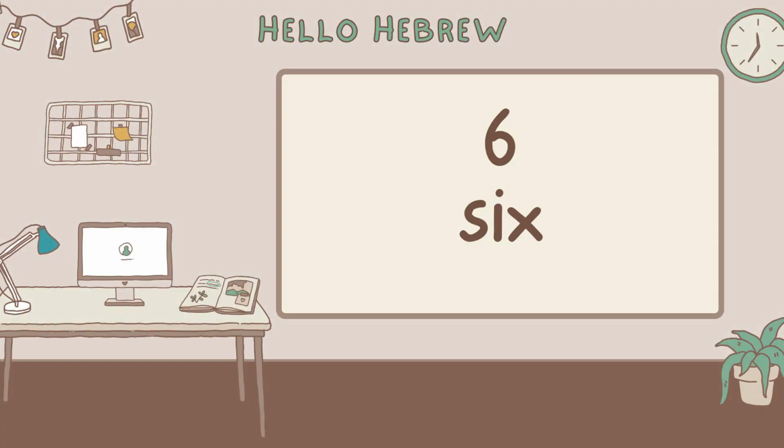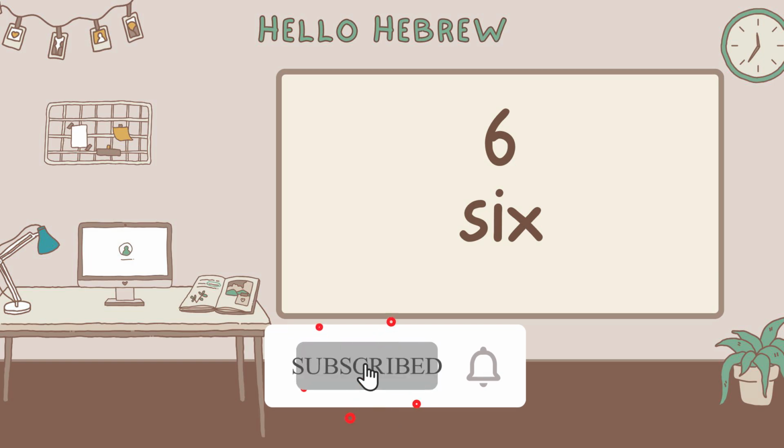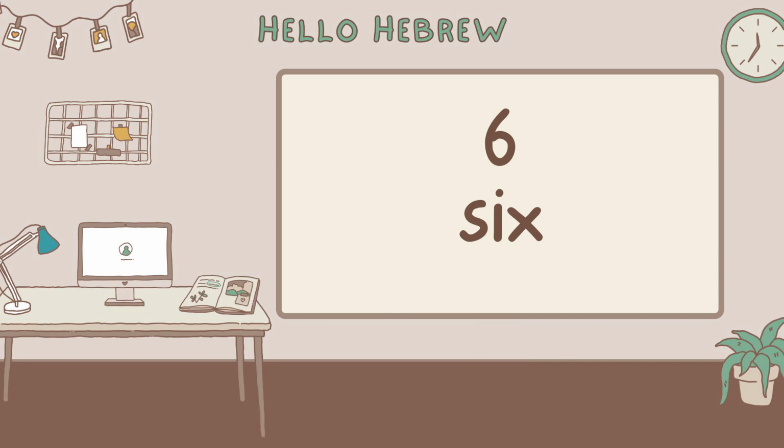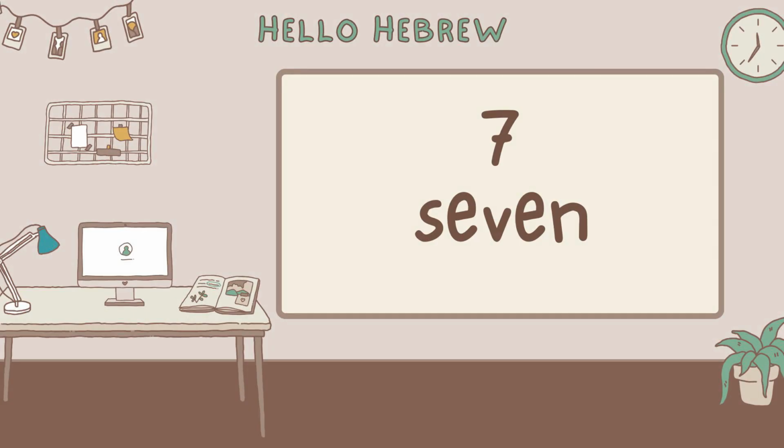Here's how to say it. 6. First, just listen, say. שש. Now listen, then repeat. Remember to speak aloud. שש. Say 6. Once again, שש. Okay.